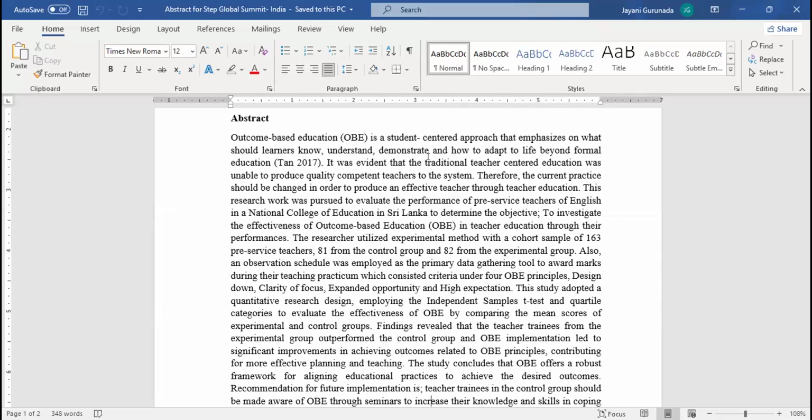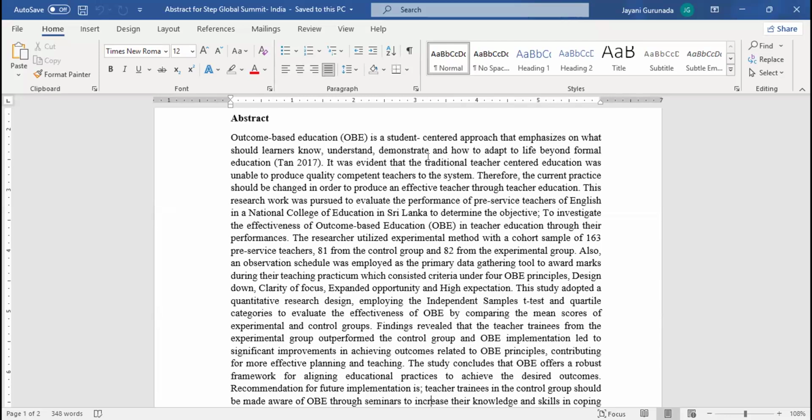Here now is the introduction I have given: outcome-based education, OBE, is a student-centered approach that emphasizes what learners should know, understand, demonstrate, and how to adapt to life beyond formal education. I have taken some extract from Stan 2017, from his definition, right? It was evident that the traditional teacher-centered education was unable to produce quality competent teachers to the system. Therefore, the current practice should be changed in order to produce an effective teacher through teacher education.